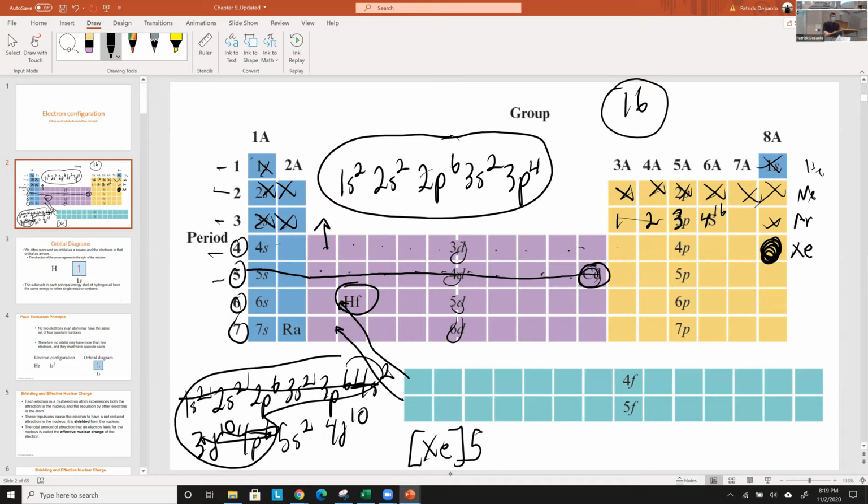And then whatever's remaining, 5s2, 4d10. And that would be what we call the abbreviated configuration. So instead of writing all that stuff, especially when you get to the f orbitals, it gets a lot. So you can write it abbreviated. That is completely acceptable too. They're identical. Any questions on that?